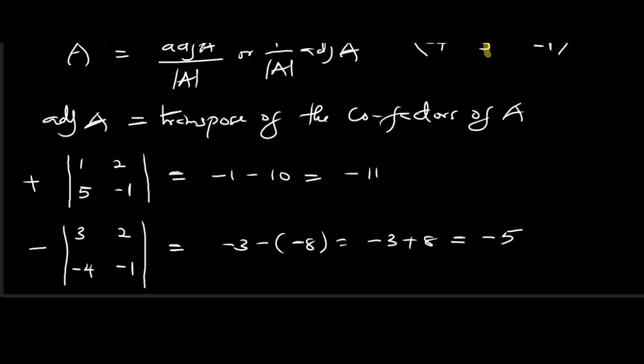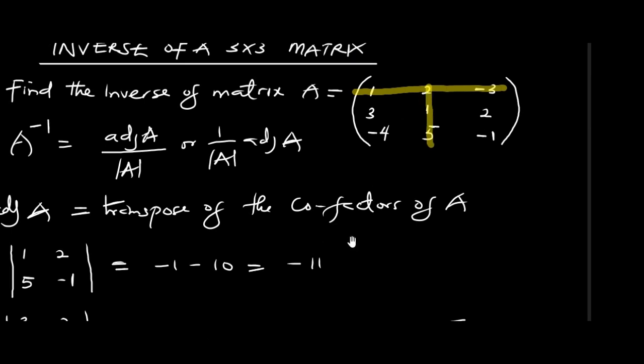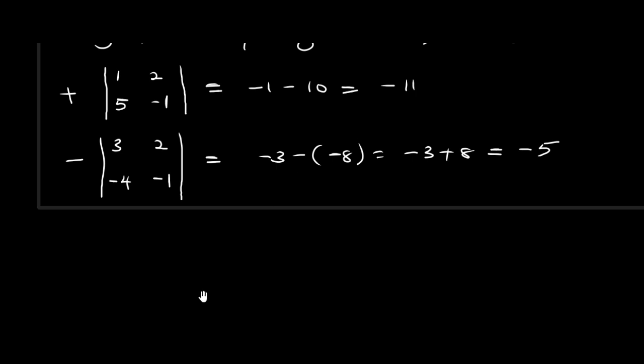All right. Then let's move to A13, that is first row and third column. This is the third column. So we have 3, 1, minus 4, 5. So we have plus 3, 1, minus 4, 5.